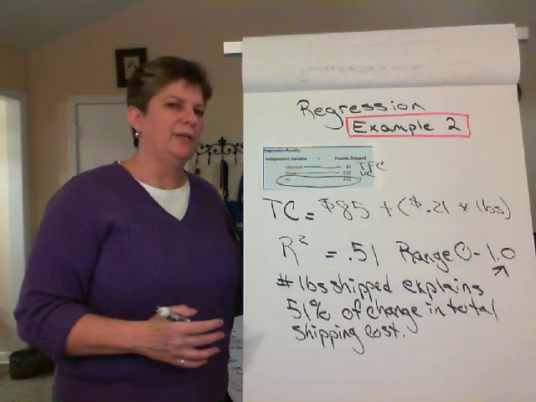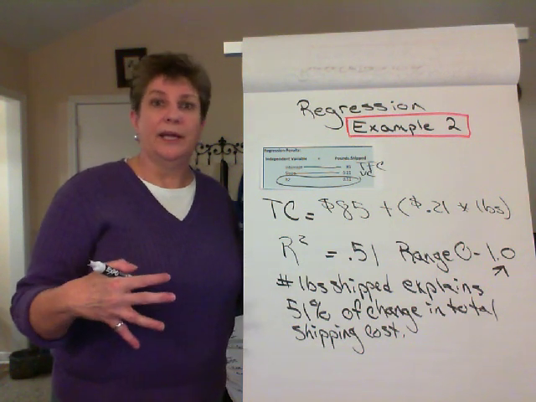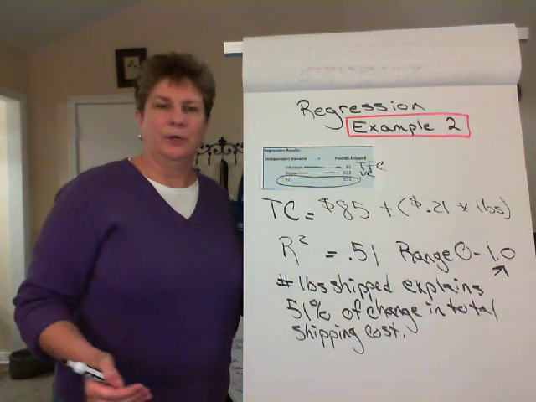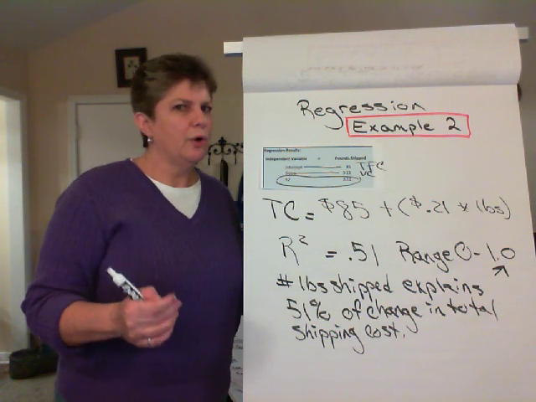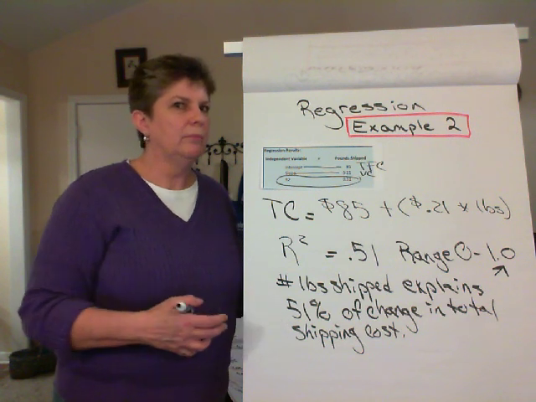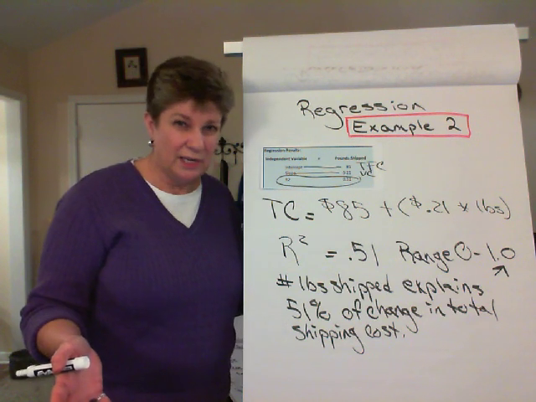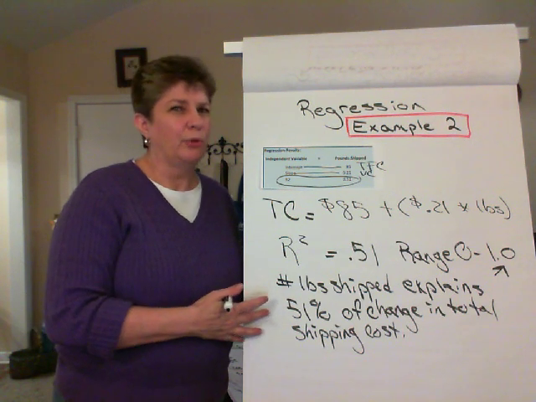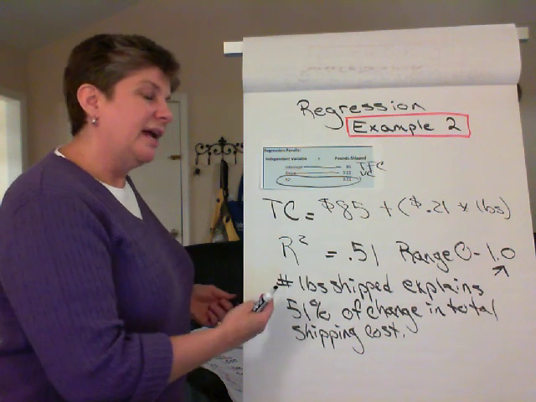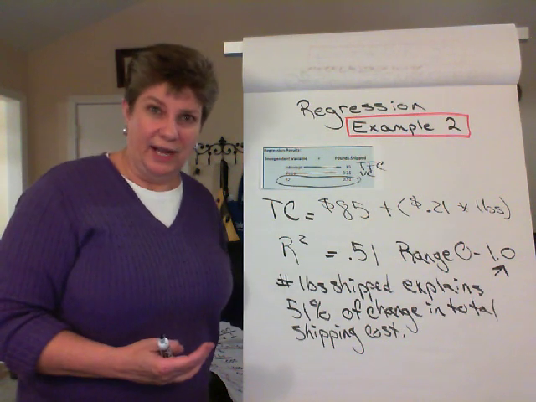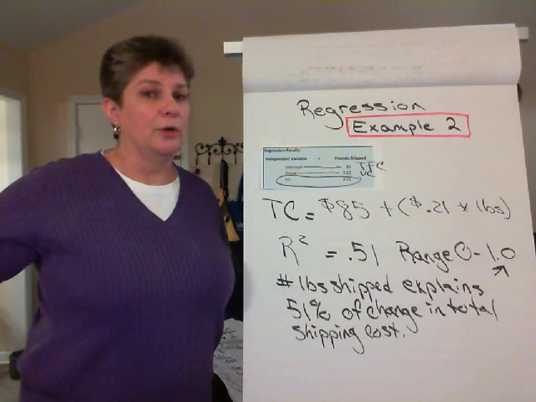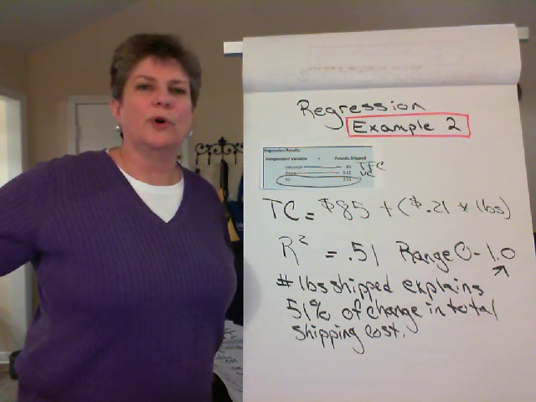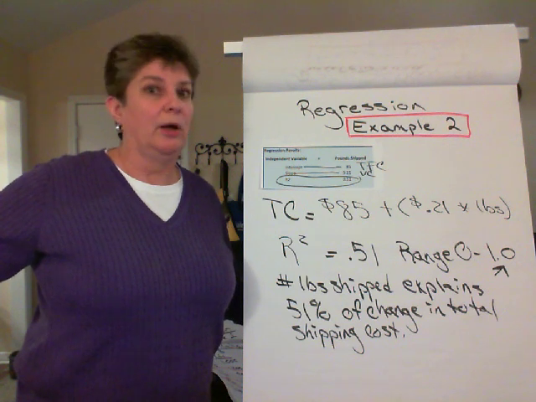You're trying to estimate your cost of shipping so that you can use it along with other cost data to set a price that's going to yield a profit for you. Do you want that cost to be accurate only 51% of the time? No, I don't think so. So this is not a very good predictor. The pounds is explaining 51% of the change. That means that something else may be changing or predicting the other 49% of the shipping costs.